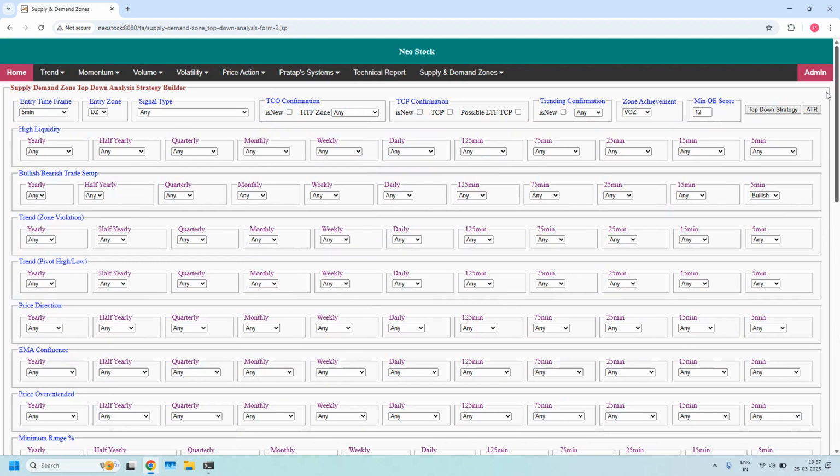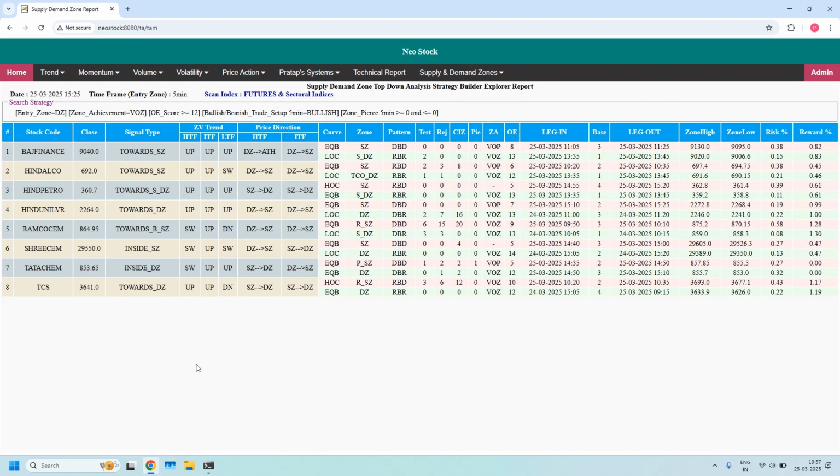With these filters, all 3 filters are applied to the 5 minutes demand zone. So now we got 8 stocks. These 8 stocks are supporting bullish trade setup for daily income trade. Bullish trade setup for hourly income trade.